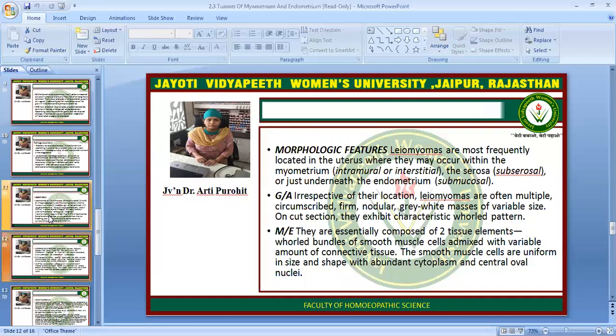In morphologic features, leiomyomas are frequently located in the uterus, where they may occur within the myometrium, the serosa, or just underneath the endometrium. In general appearance, irrespective of their location, leiomyomas are often multiple, circumscribed, nodular, gray-white masses of variable size. On cut section, they exhibit a characteristic whorled pattern. In microscopic examination, they are essentially composed of two tissue elements: whorled bundles of smooth muscle cells admixed with a variable amount of connective tissue. The smooth muscle cells are uniform in size and shape with abundant cytoplasm and central oval nuclei.